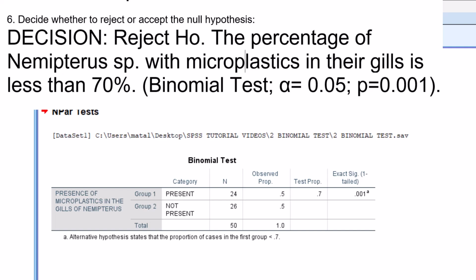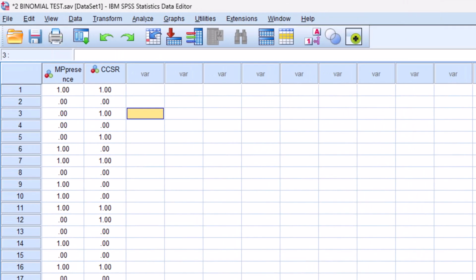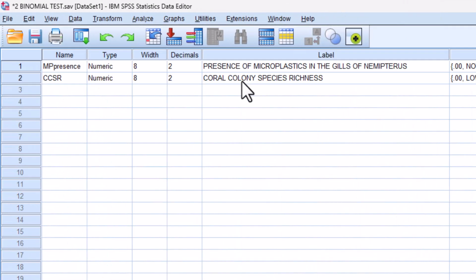So I hope that was helpful. Assignment ulit yung included na dataset. So let's check it here. This is about coral colony species richness.